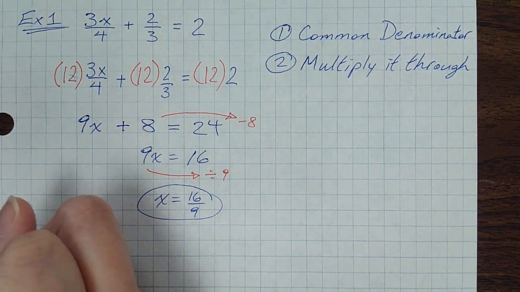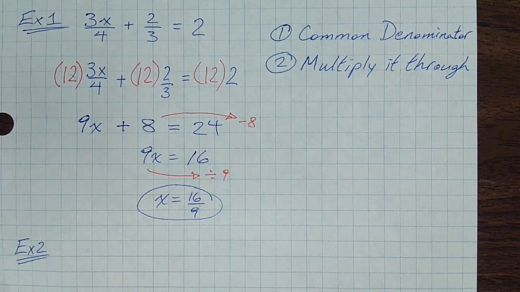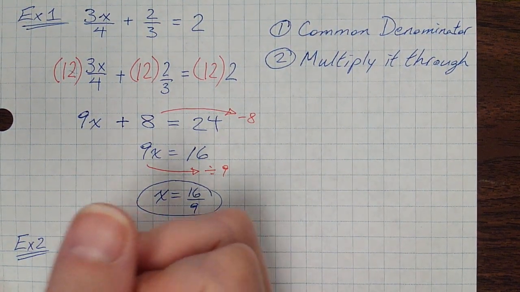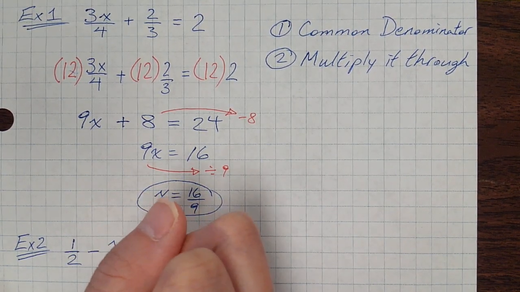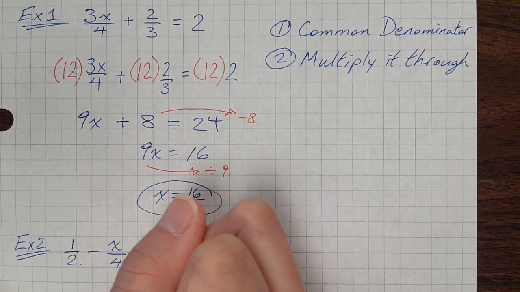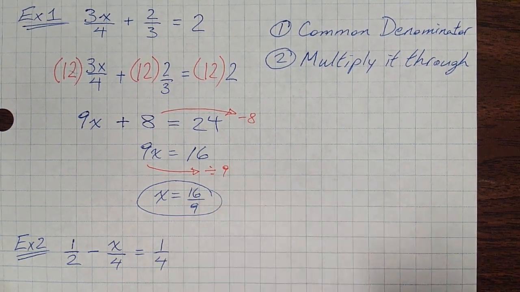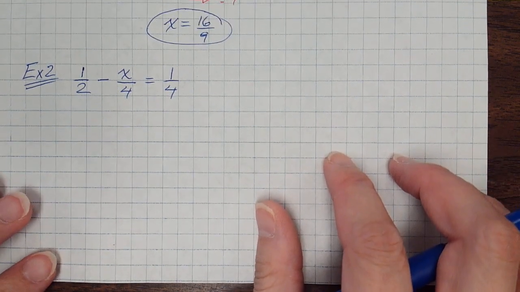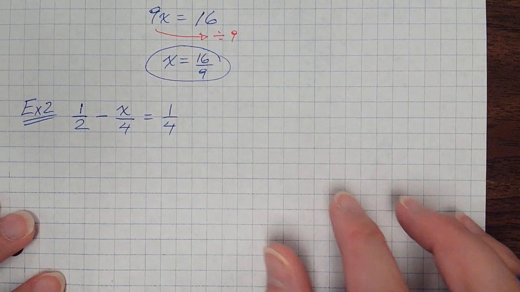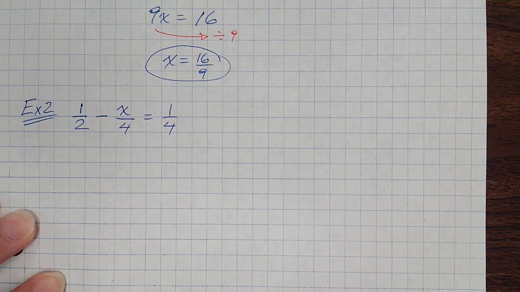Example 2. Okay. Similar question. Let's try this. A half minus x over 4 equals 1/4.